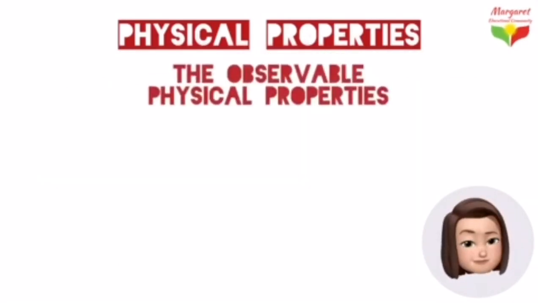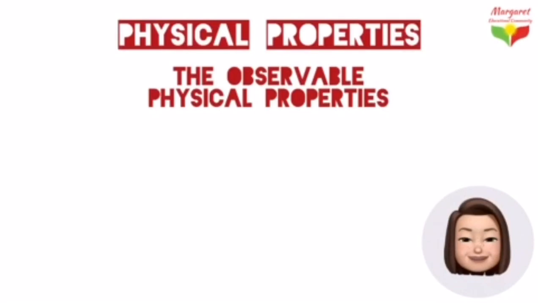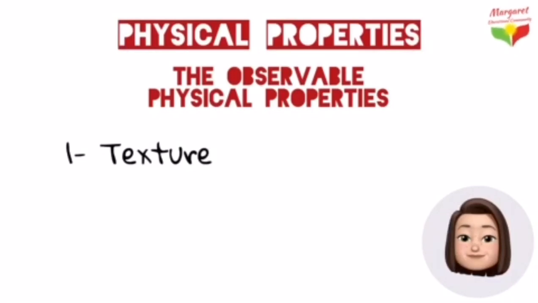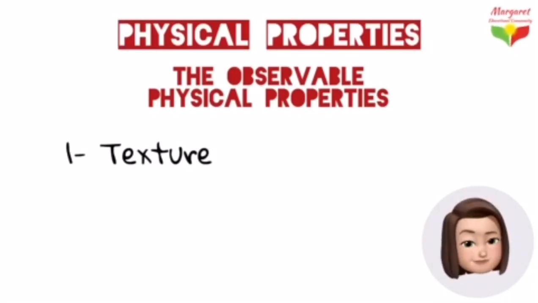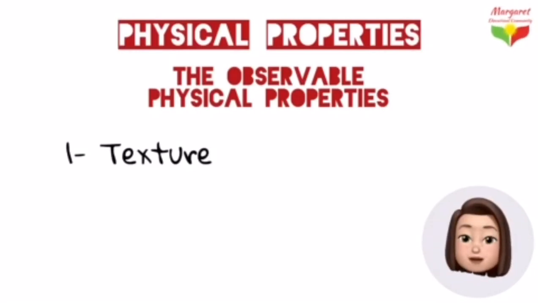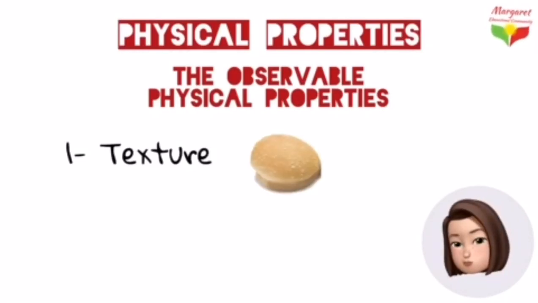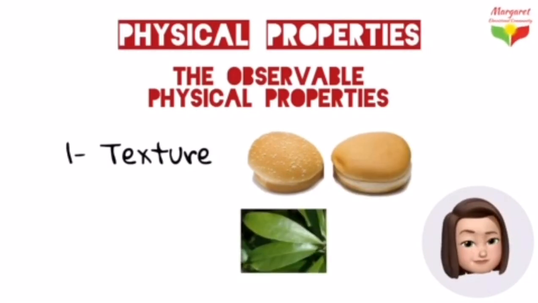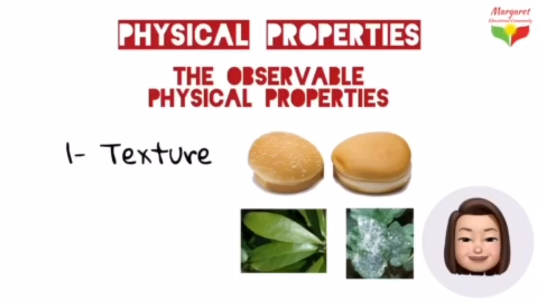Now, let's count the observable physical properties. Texture. Texture is an observable physical property that can be used to identify a substance. It's how the surface of a substance feels. For example, it might be rough, smooth, waxy, or powdery.